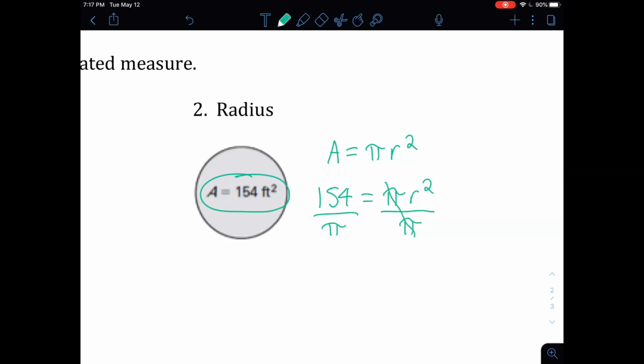So those are going to cancel. We're going to get r squared, and I'll keep it like this. 154 divided by pi is like 49.0 point in change, basically. So we're just going to put 49 for this one. Then how do we undo a square again? We take the square root. So r is going to equal 7.